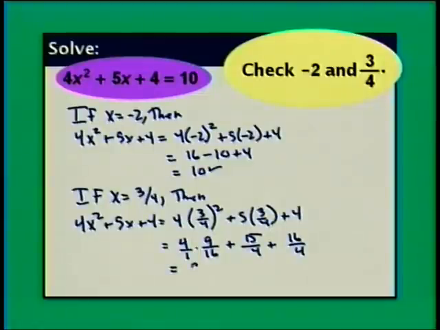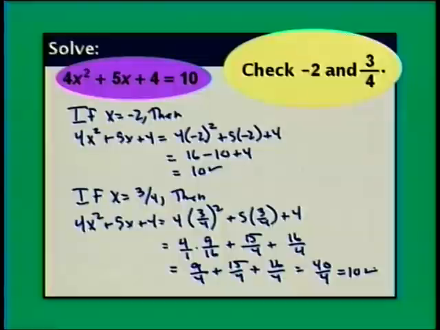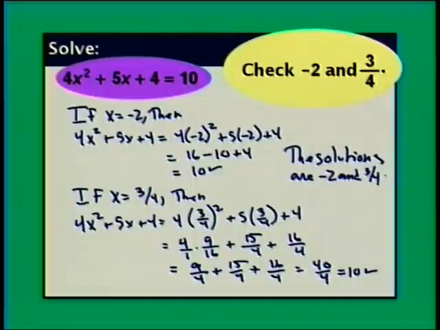So I have 9/4 plus 15/4 plus 16/4. Adding the numerators, 15 plus 16 is 31 plus 9 is 40. This is 40/4, which is indeed 10. So now stating my conclusion, the solutions are negative 2 and 3/4.